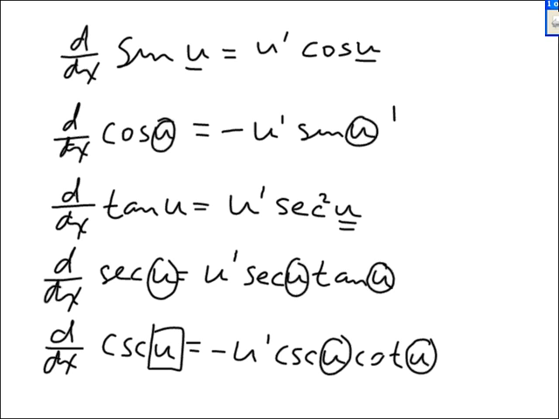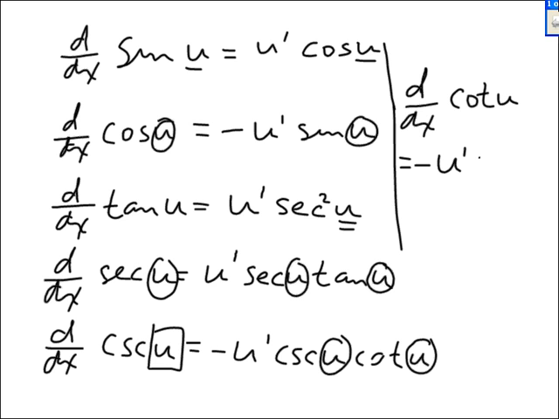The last one you should know. You should know all these 6 like you know your name. The derivative of cotangent of u is negative u prime cosecant squared of u. Know these definitions. Let's work out some problems using these definitions.